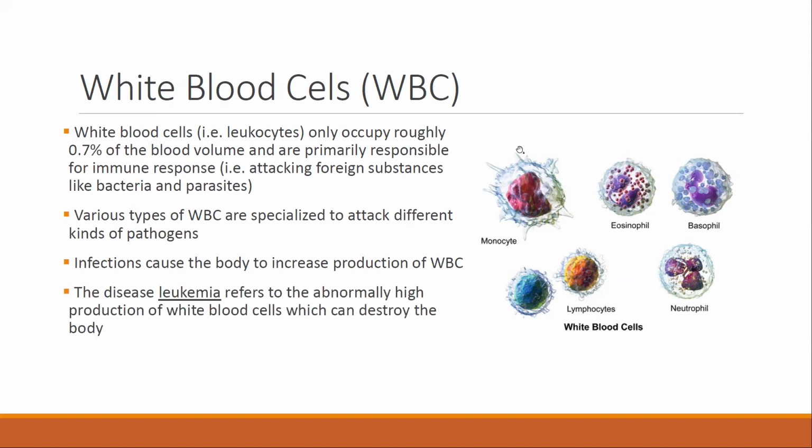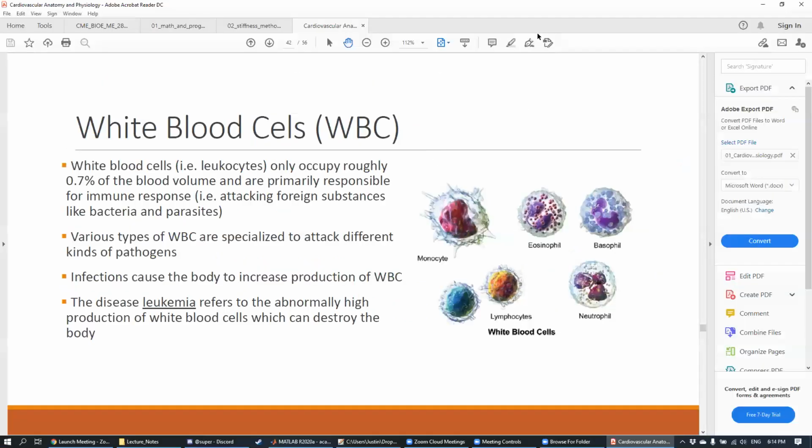And if you've heard the disease leukemia before, this is a very deadly disease, obviously. And what it refers to specifically is an abnormally high production of white blood cells. Okay. And this is really dangerous because then these white blood cells can actually start attacking your body and destroying important parts of it. Okay. And so that's why leukemia is such a very dangerous disease. Okay. Are there any questions on red blood cells or white blood cells?